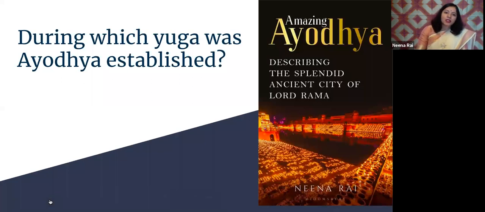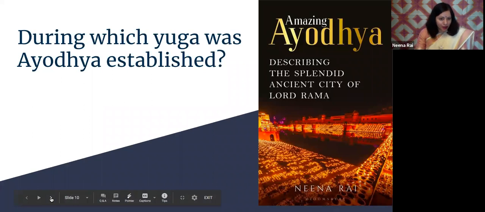Here comes another question. So if it is so, in which yug was Ayodhya established? So Manu is a person from Satya Yuga. So therefore, Ayodhya was established in the Satya Yuga, which is the first yuga.